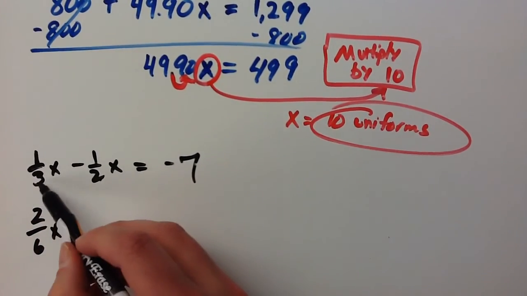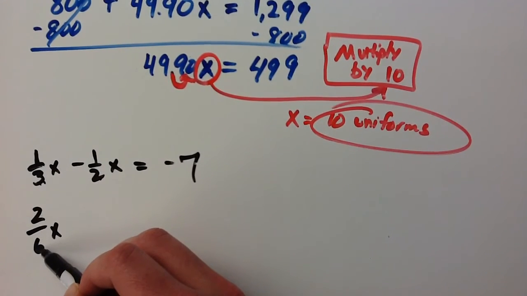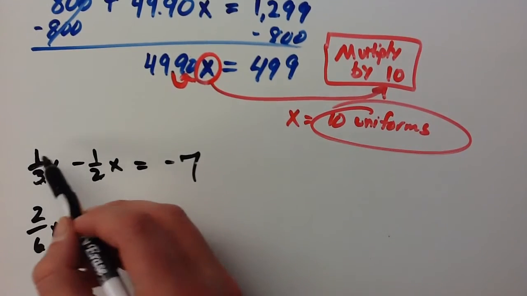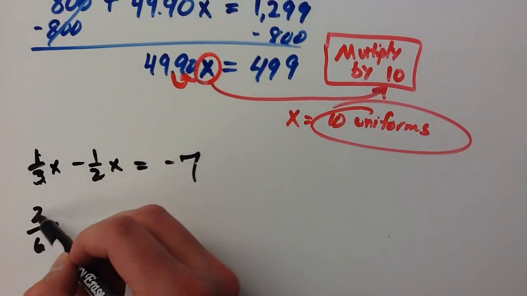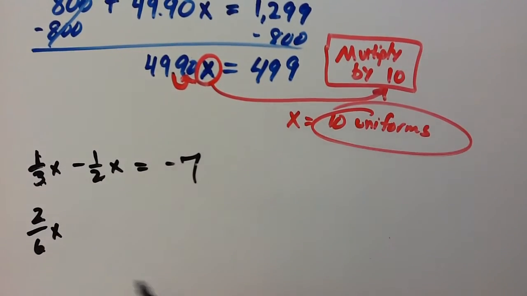How did I get that? Well, I took this denominator 3 and multiplied it by 2 to get 6. And if you multiply the bottom of the fraction by 2, you multiply the top of the fraction by 2. So 1 times 2 is 2. So 1/3 x is the same thing as 2/6 x.